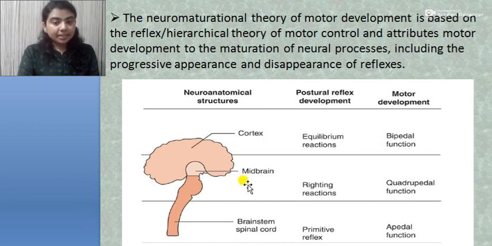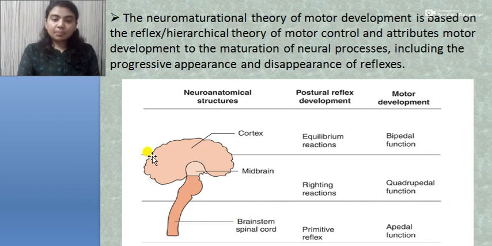If the midbrain is active, at that time the quadrupedal function will be activated. And if the brainstem and spinal cord are active, at that time the apedal function, means only the supine or prone lying activities, will be carried out. So here you can see this is a normal motor development, right?